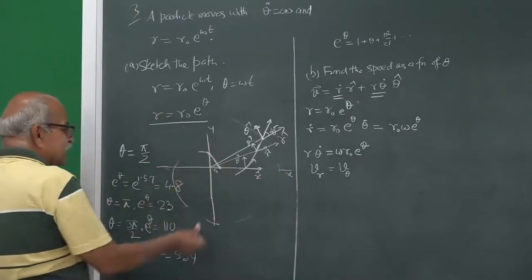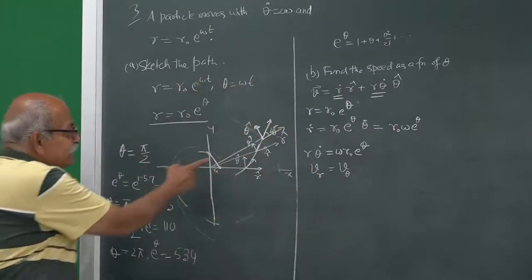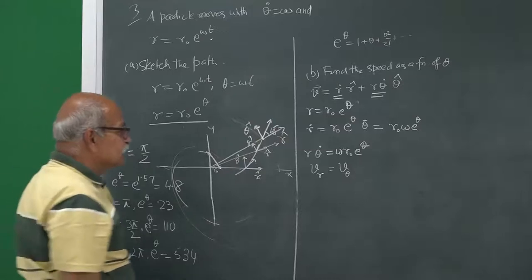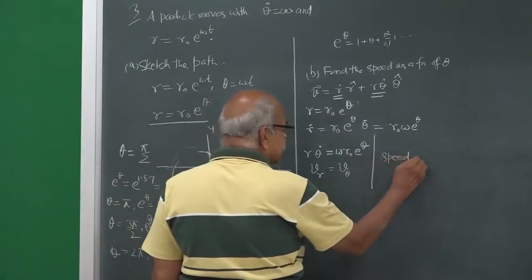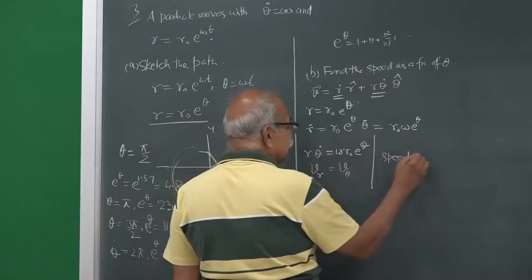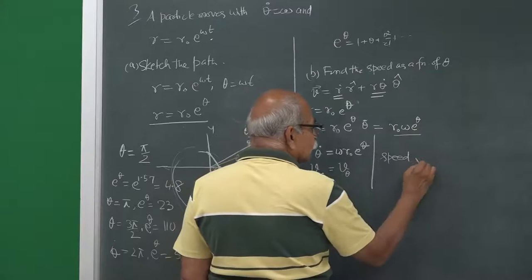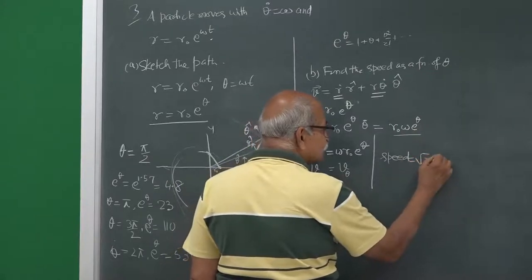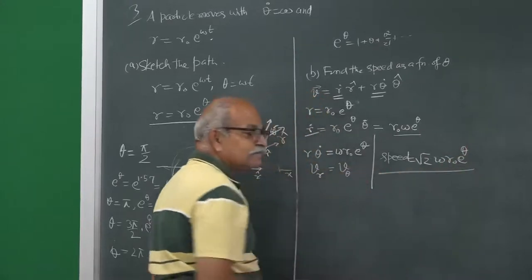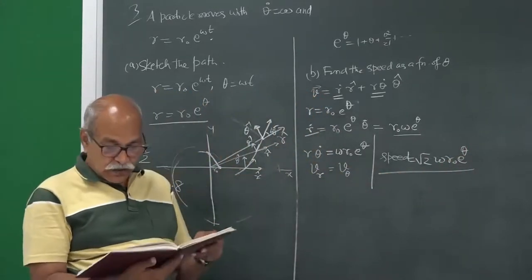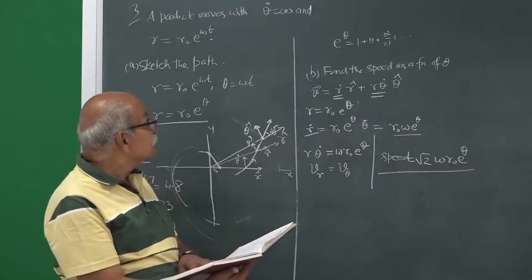But the thing is, r will keep on increasing all the time, and this equation will be followed. So speed will be the square root of Vr square plus V theta square. So this is root 2 times omega r naught e to the power theta. That is the speed. Okay, then this is part B.